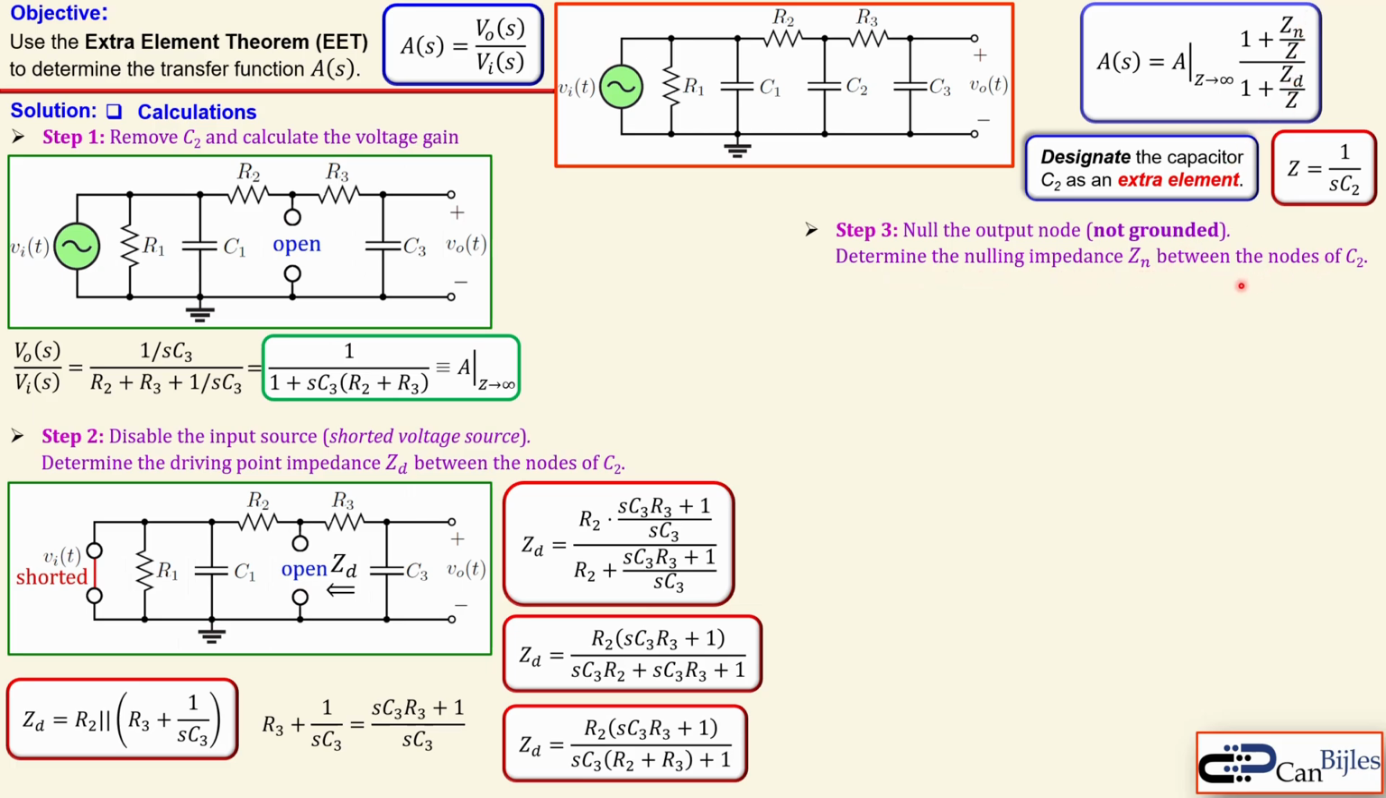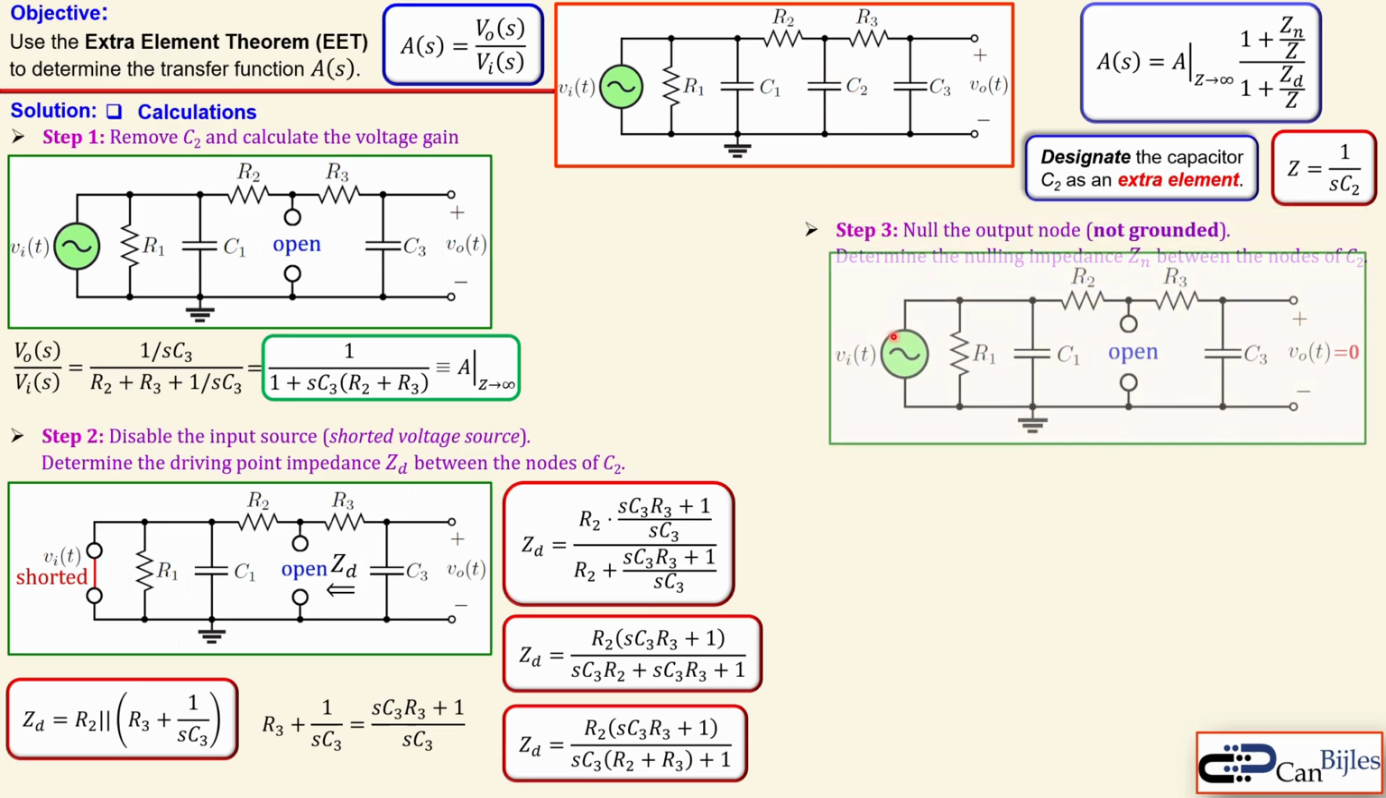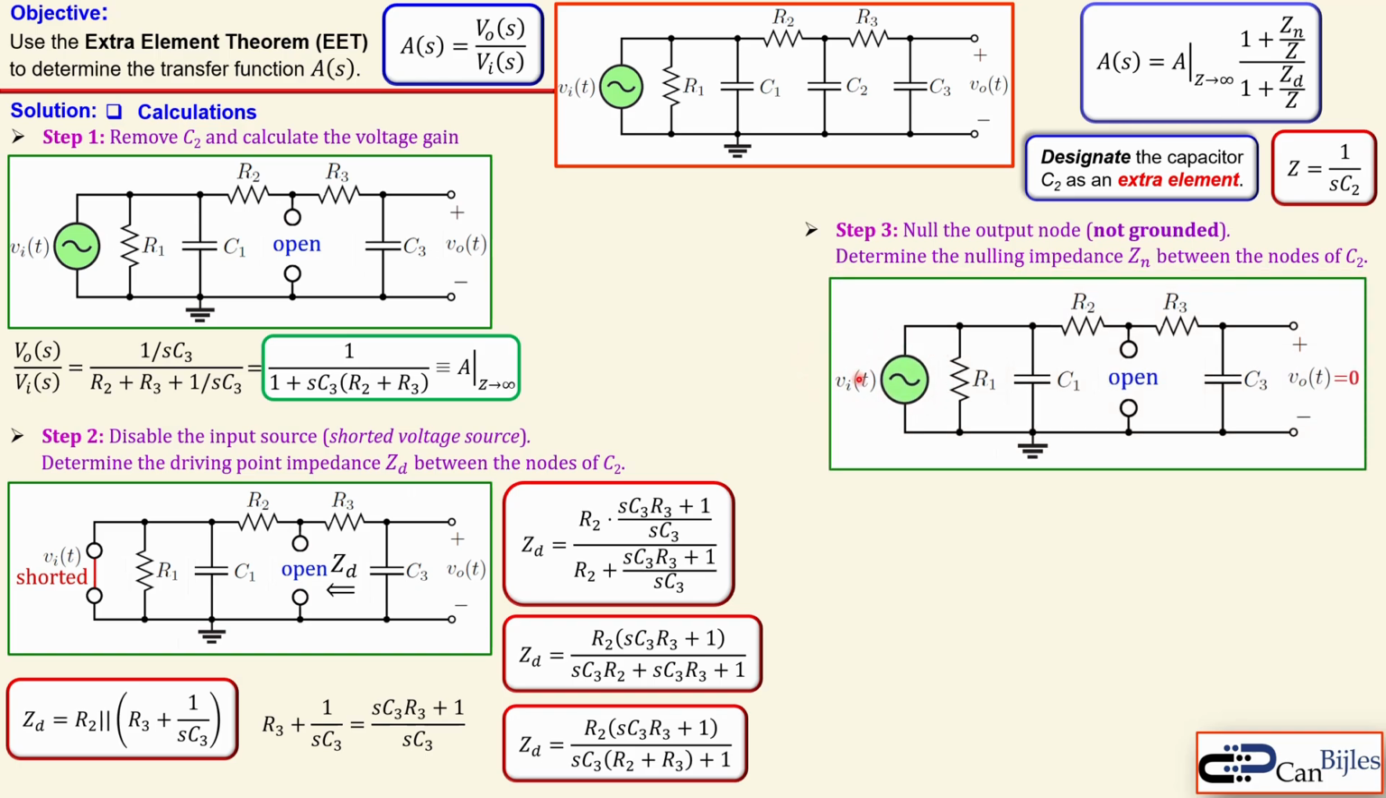Again, we look between the nodes of our extra element, which is between the nodes of C2. So that's the circuit. You see again the input voltage is back in the picture and also the other components are there. Only C2 is again removed, so we will look again between these two nodes, and that's called Zn. So we see here the new condition, VO, which is our output voltage, is zeroed or nulled. What do we see here?